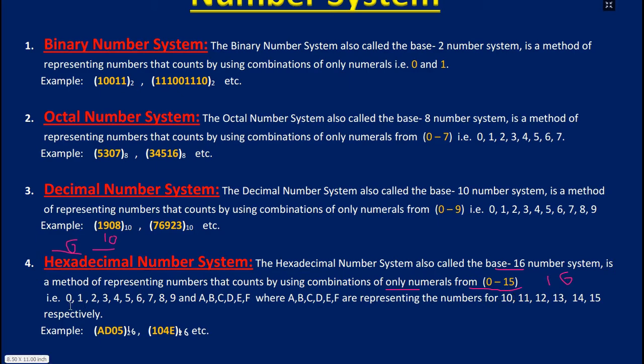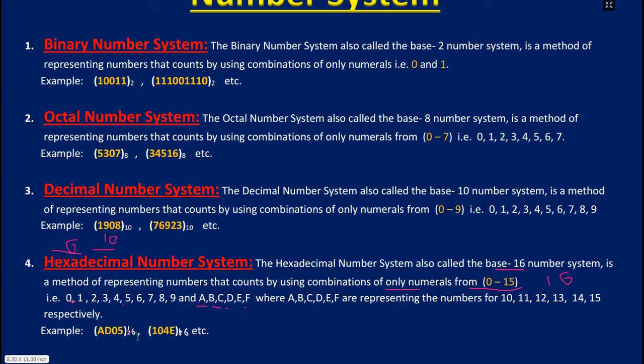So the numbers will be from 0, 1, 2, 3, 4, 5, 6, 7, 8, 9. And after 9 we do not write 10, 11, 12 because these have two digits. So in place of 10, 11, 12, 13, 14, 15 we write A, B, C, D, E, F. If you take some examples, like AD05, here A and D both come under the hexadecimal number system, and 05 also comes in the hexadecimal number system, and in the subscript you can see it is written as 16.